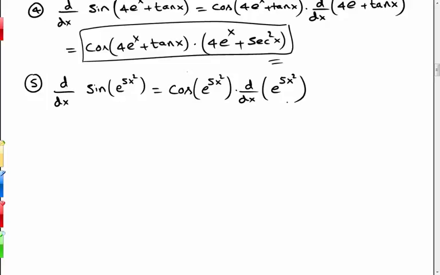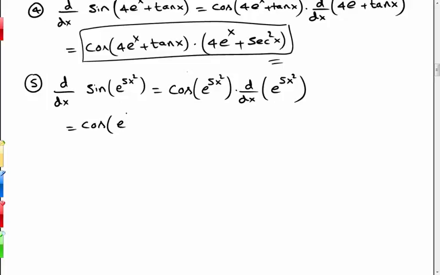But wait a minute, d dx of e to the 5x squared, that's not a simple derivative, right? Had it been a d dx of e to the x, we would know that's d dx of e to the x is e to the x. But this is d dx of e to the 5x squared. Oh, no big deal. This time we have e to the f of x. So we'll apply chain rule once again inside this chain rule.